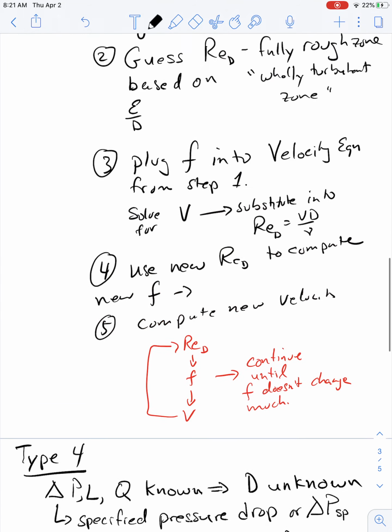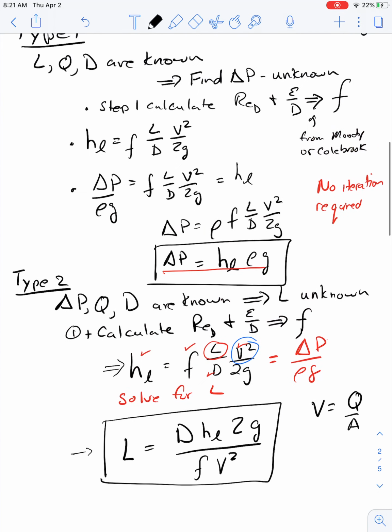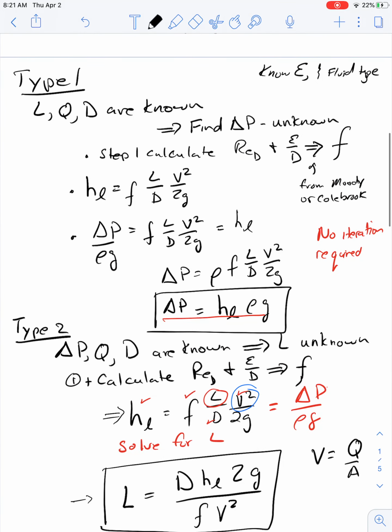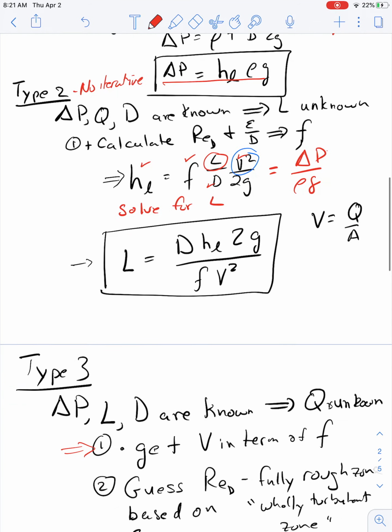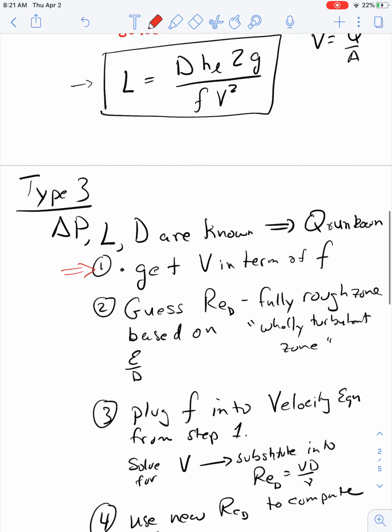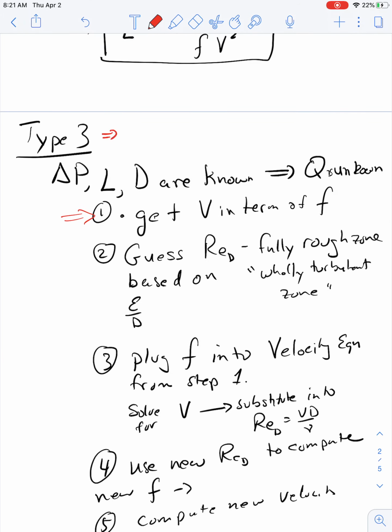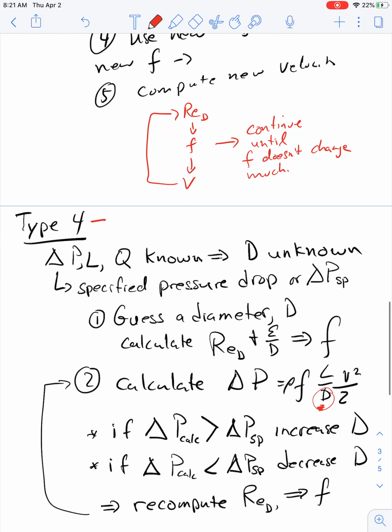So let's put these together. Type 1 and type 2 were non-iterative. In this case, we were able to just calculate from known variables. Type 3, however, was iterative. This one was the case where we know the pressure drop, length, and diameter, and we want the flow rate. And then type 4, this is iterative as well.